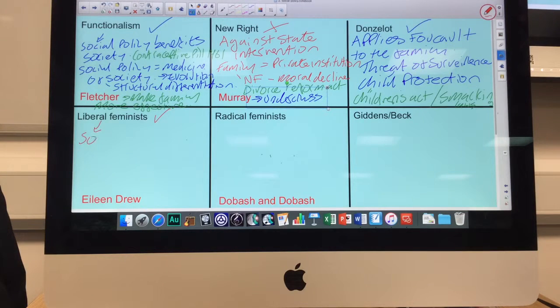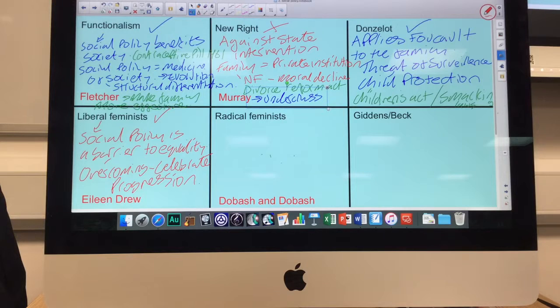Although social policy is a barrier to equality, we are overcoming that barrier. And therefore, we need to celebrate the progression that women have made in society towards that goal.